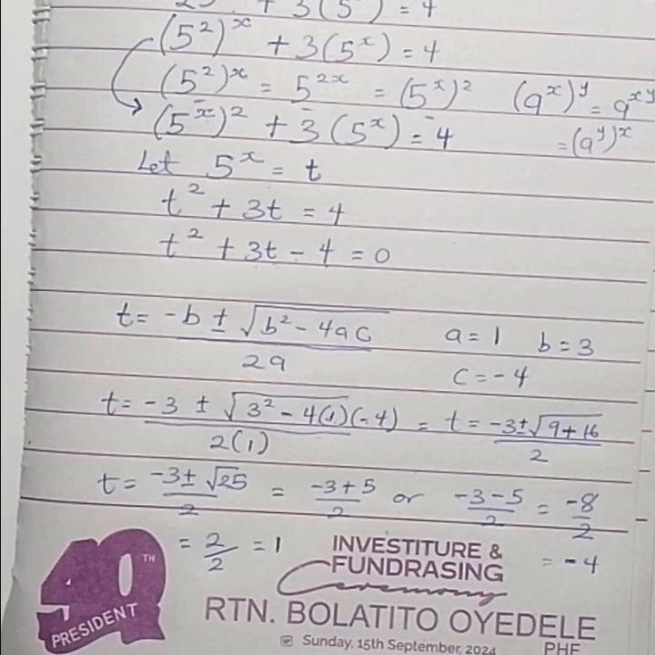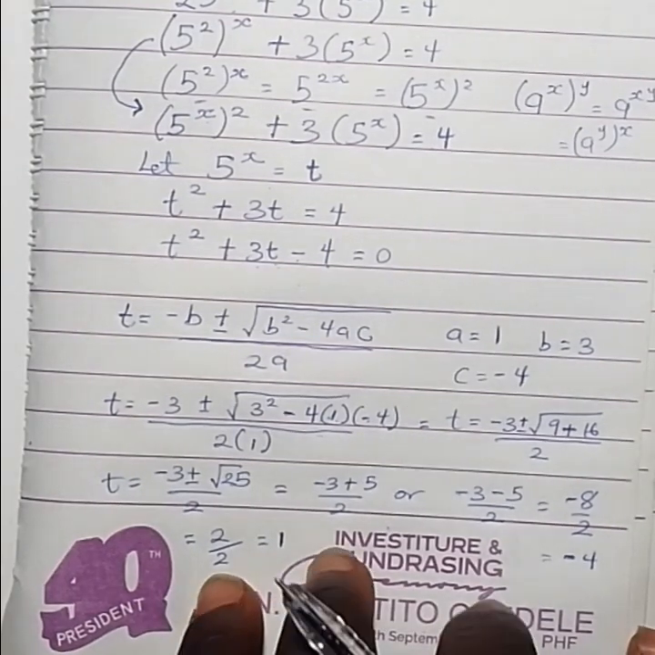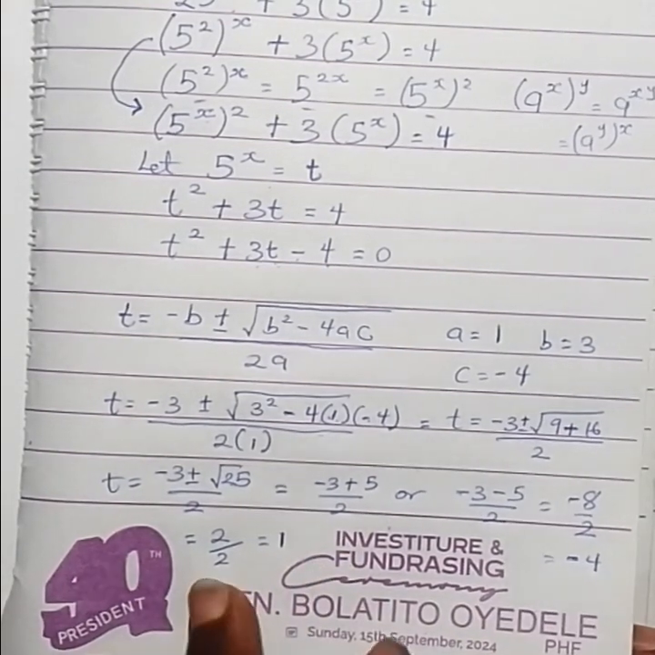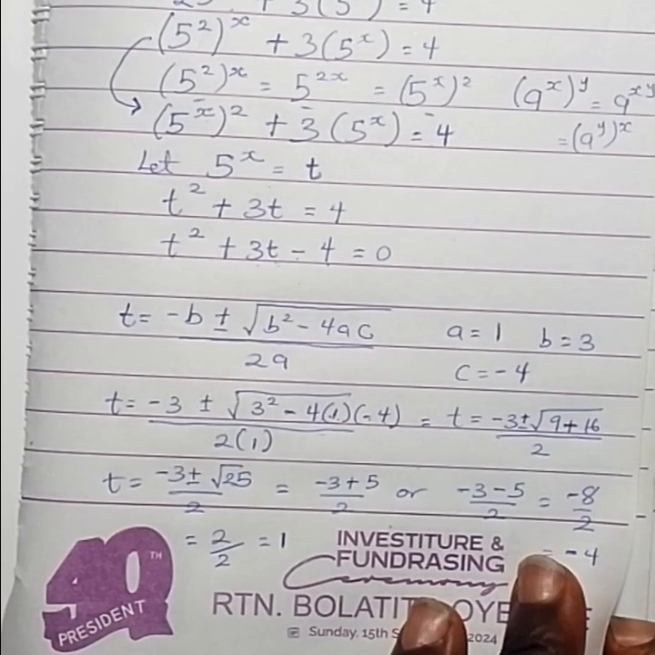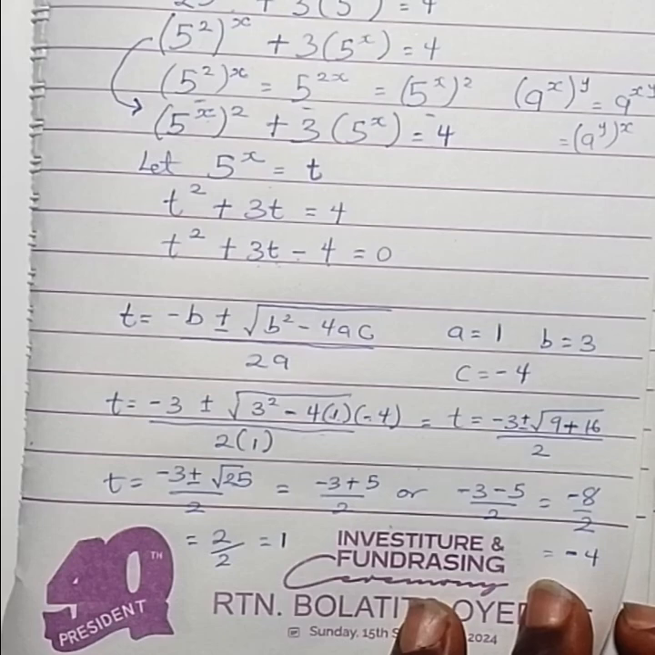And remember, t isn't what we are looking for. It is not t we are asked to solve. We are asked to solve for x. So that will take us to the next page. We now know that t is 1 or negative 4.